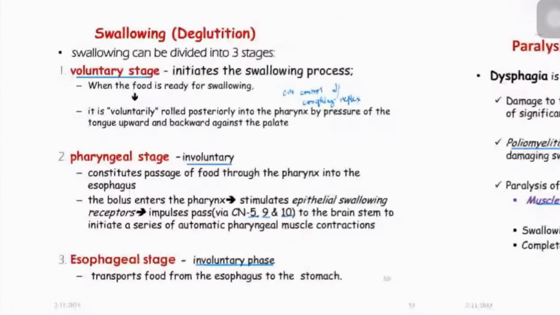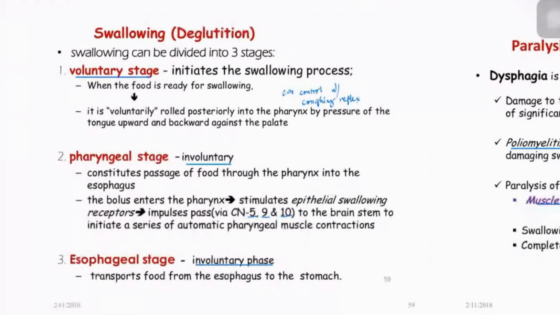Swallowing or deglutition. Swallowing can be divided into three stages. We have your voluntary stage, initiated by your swallowing process. This is when the food is ready to be swallowed. Your voluntary stage can control with your coughing reflex. It is voluntarily rolled posteriorly into the pharynx by pressure of your tongue upward and backward against the palate.